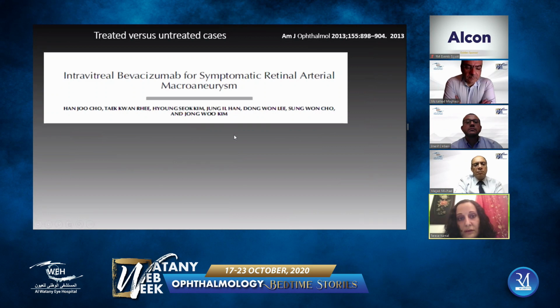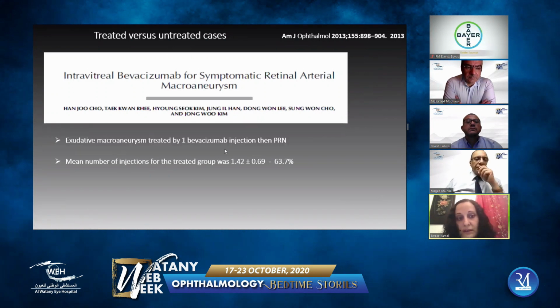This was a study conducted on bevacizumab, and actually they recruited patients with exudative microaneurysm. They gave them one injection of bevacizumab, and then they followed in PRN. And they said that the average number of injections was 1.42 injections for this patient.